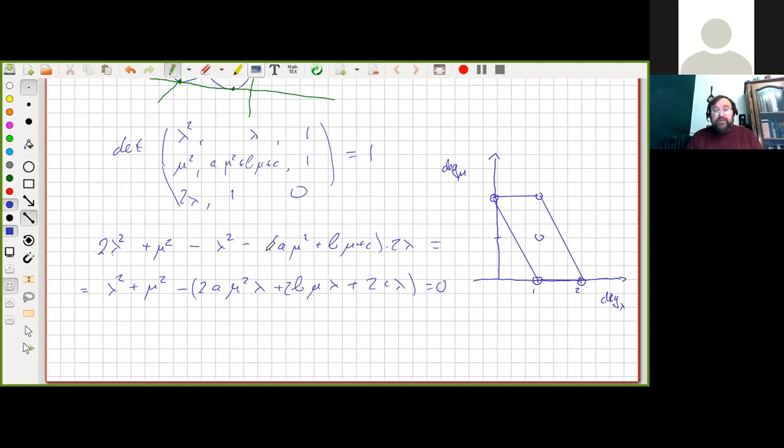And in principle, I can draw the coefficients here. This will be lambda squared with the coefficient 1, mu squared with the coefficient 1, in another color in order not to mix them. These are the coefficients of this equation. So mu squared lambda is this minus 2a. This will be 2b. This will be c. So I have a polygon.